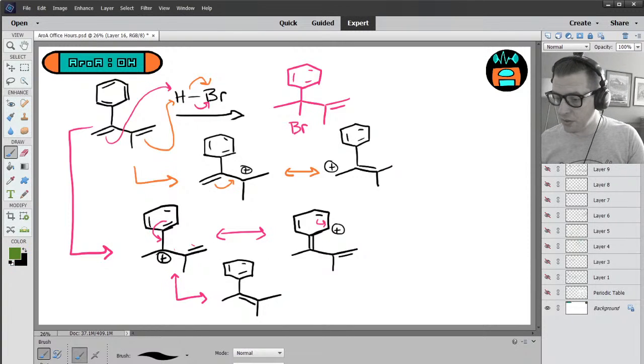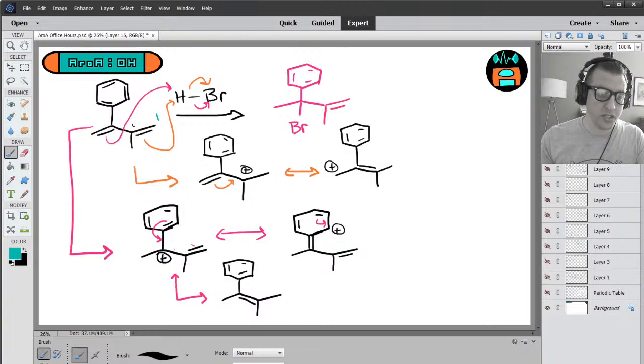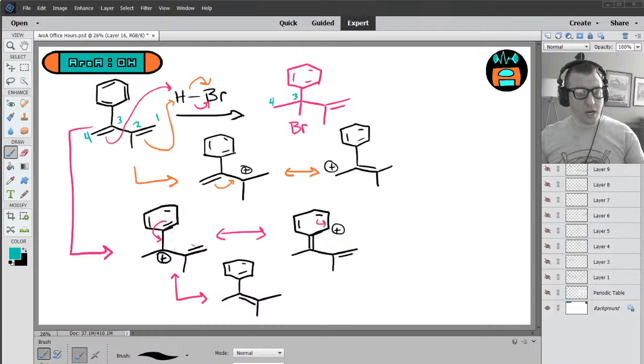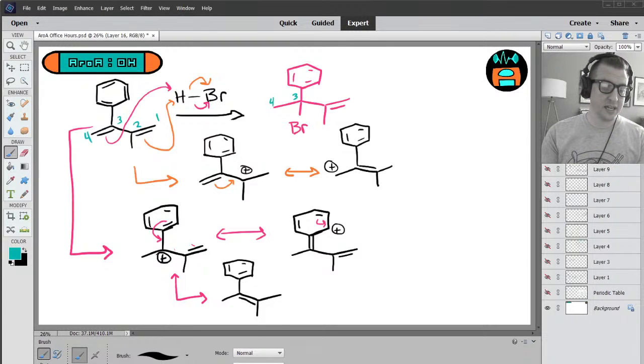Where, as you numbered them in your structure, 1, 2, 3, and 4, the bromine will go to number 3, and the H will go to number 4. And the reason why we add bromine to carbon number 3 is because that is the most stable carbocation that can form in this molecule.